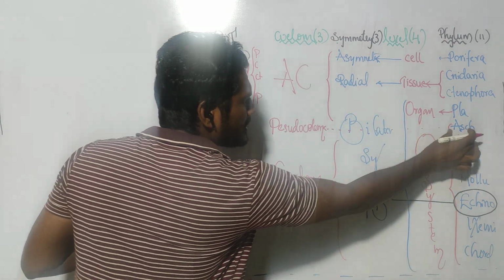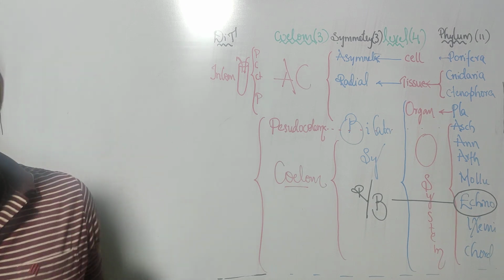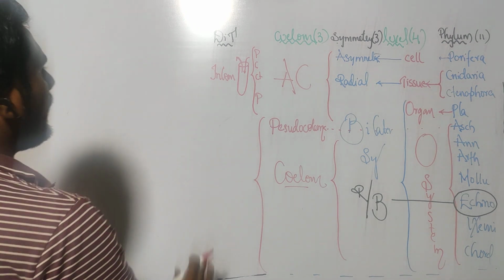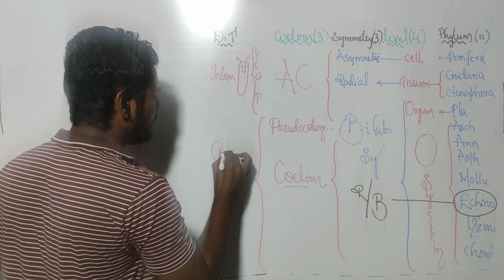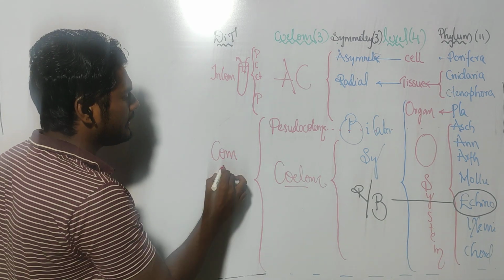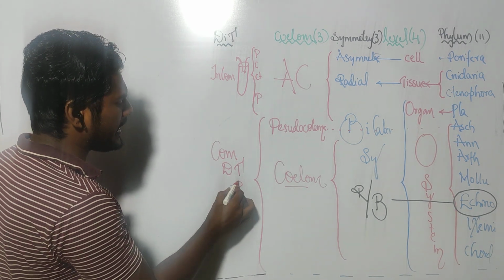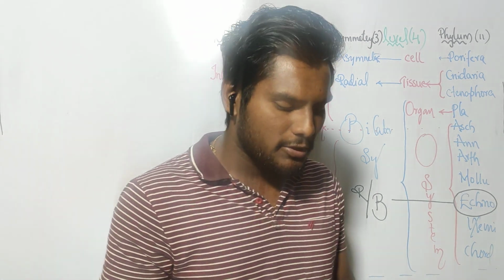Next, from pseudocoelom means what? Aschelminthes. From Aschelminthes up to chordates, there is a presence of a complete digestive tract. A complete digestive tract means an anterior opening, the mouth, and a posterior opening, the anus. This is called the complete digestive tract.